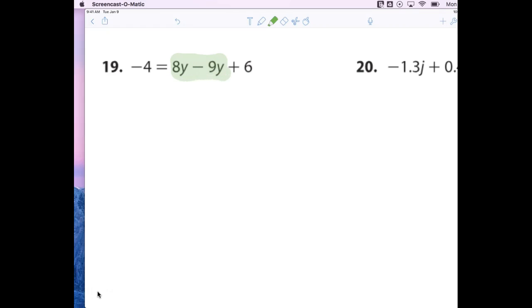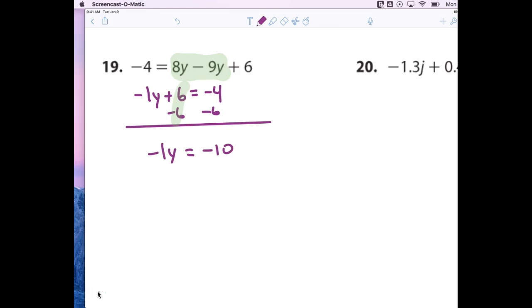What is that? Negative 1y. Everybody see that? Combining like terms. So it's negative 1y plus 6 equals negative 4. Everybody take a look at that. See if you're okay with that now. You good? Justice? All right. Now, Bradley, what? Minus 6, minus 6. Very good. Negative y equals negative 10.